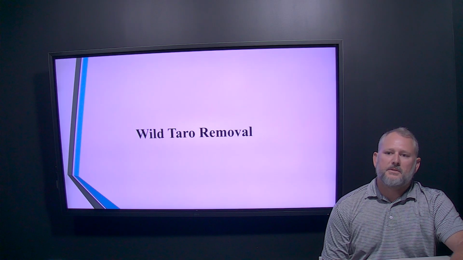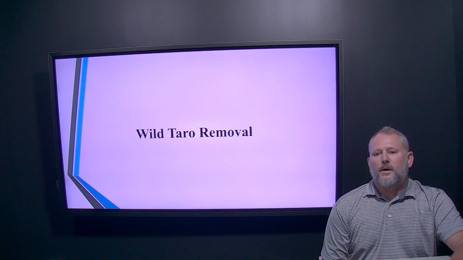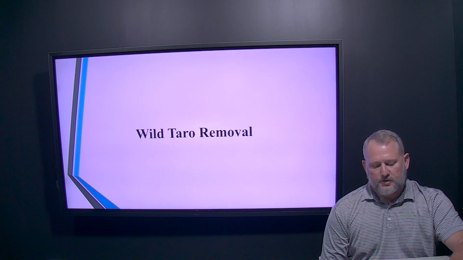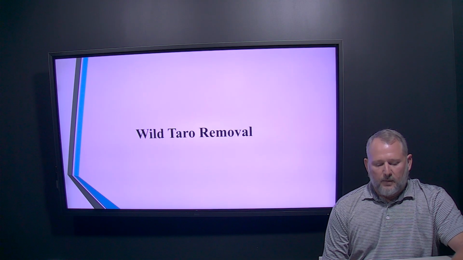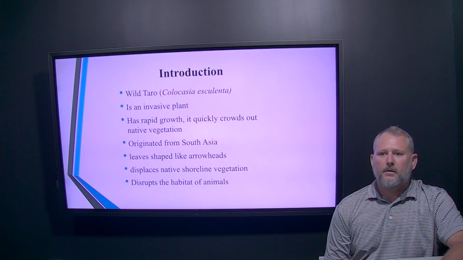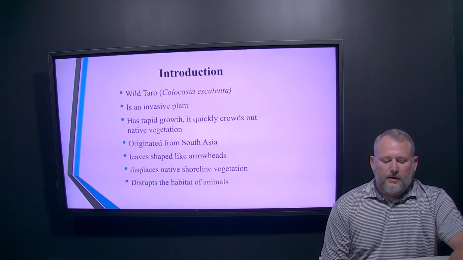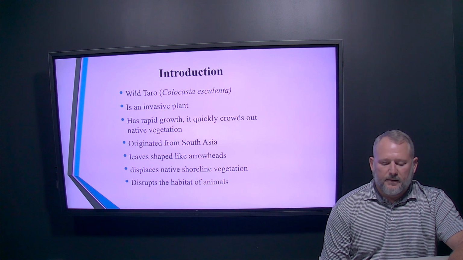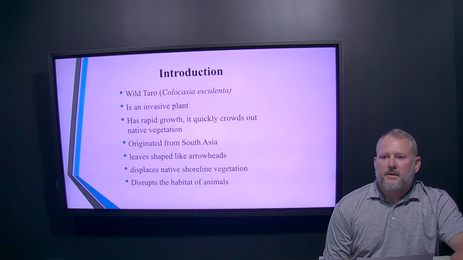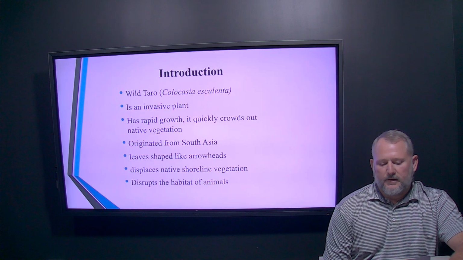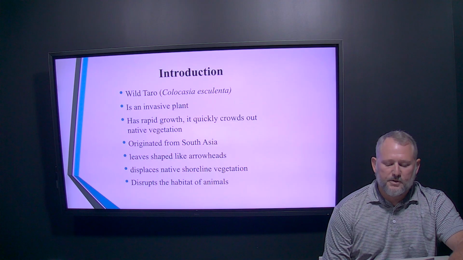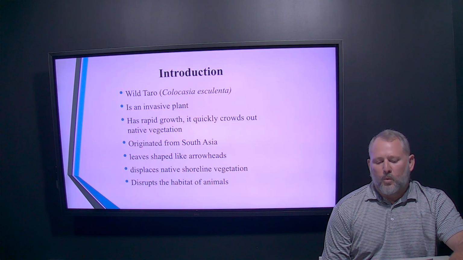My project for this semester was to remove wild taro from the nature study area at the ABAC Nature Study Area. I would like to start by explaining what is wild taro. Wild taro, or Colocasia esculenta, is an invasive plant that is considered an aggressive weed. It forms dense stands that is commonly seen along ditches, rivers, lakes, shores, or any type of waterway.